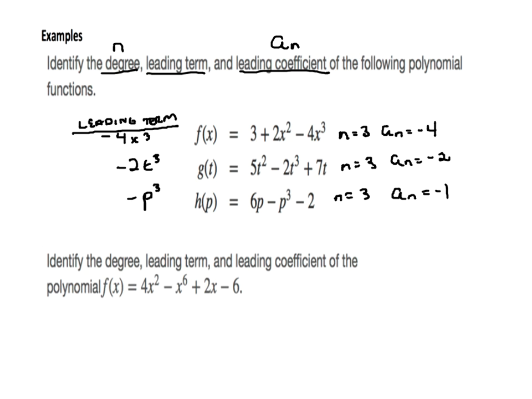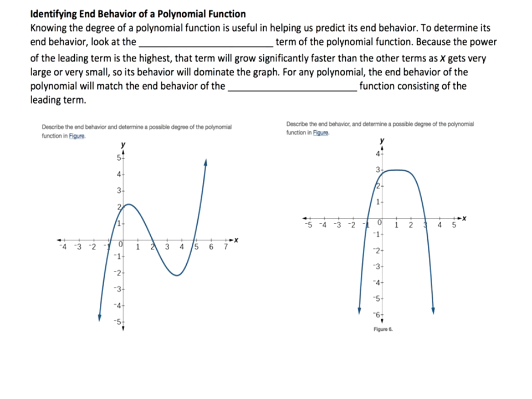Okay, so identify the degree and leading term, same thing down here. So my leading term is -x to the 6th, which means my n is 6, and my a sub n is understood to be -1.